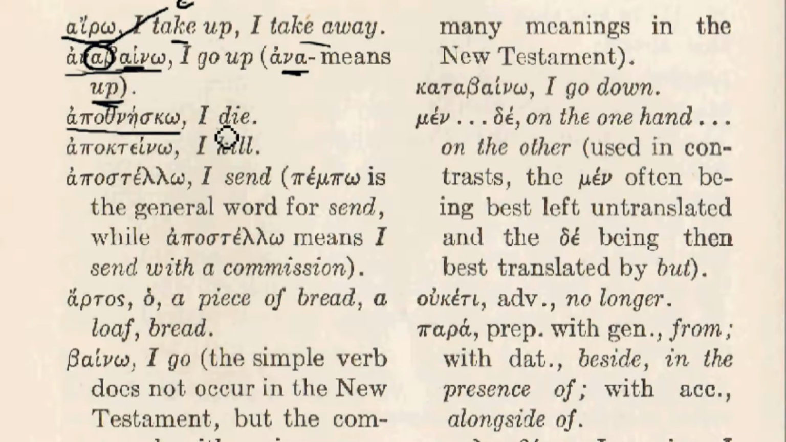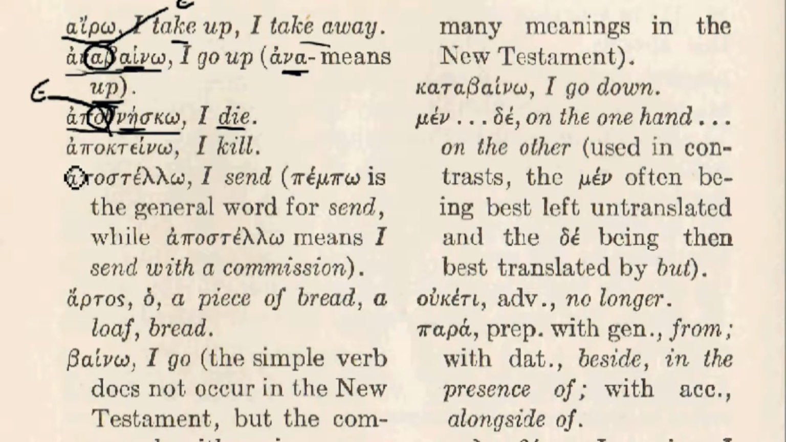This means I die. Once again, it's a compound, the apa from the word from, and the thnesko from an ancient Greek root we won't worry about. But taken together, the simple meaning of the word is I die. Again, if we're going to put it in the imperfect, we would get rid of this omicron right there and replace it with an epsilon.